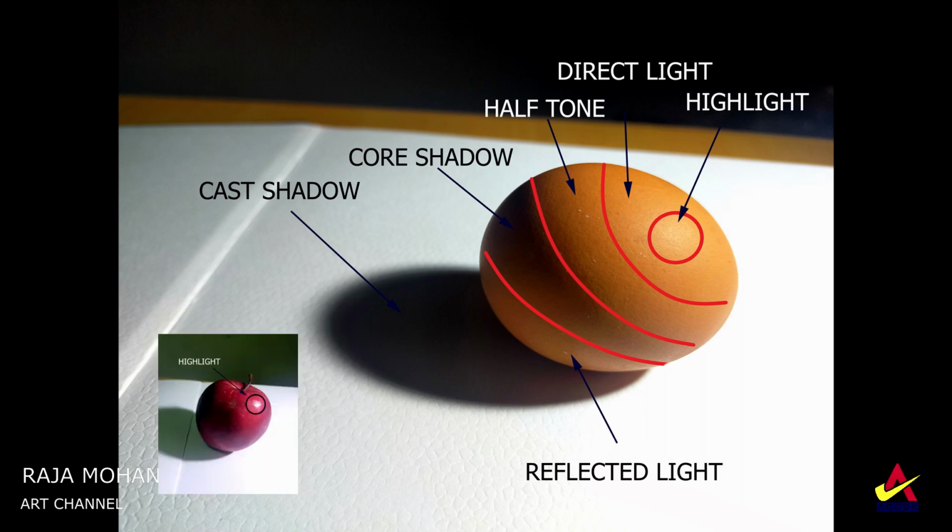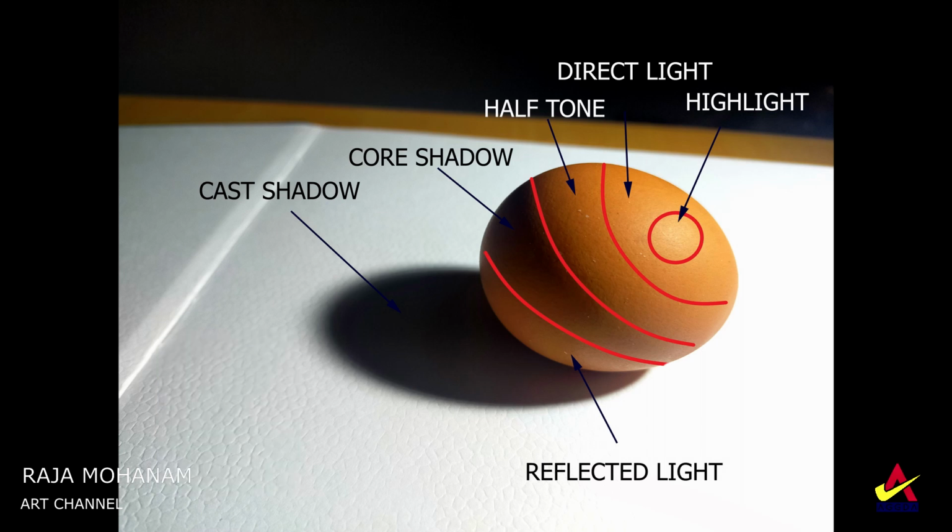Highlight is the small brightest spot on the subject. It's like a star you can see in all the light reflected surfaces. It will be too bright in the shiny surface and blurred in the matte surface. Direct light area is the area where light directly hits. The mid-tone is the intermediate level between direct light and the core shadow.